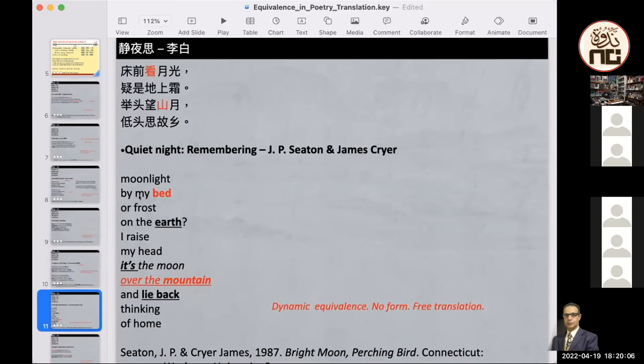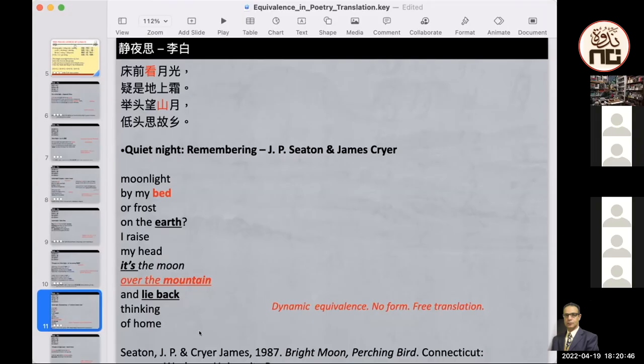So look at these short lines. Moonlight, just one word in one line. Moonlight on my bed, or frost on the earth. Of course, when you read it, you have to connect the lines together. But this is how he would like to put it, to make it at least look like a poem. Moonlight by my bed, and "by" and "bed" also alliteration, or frost on the earth. I raise my head, it's the moon over the mountain, and lie back thinking of home.